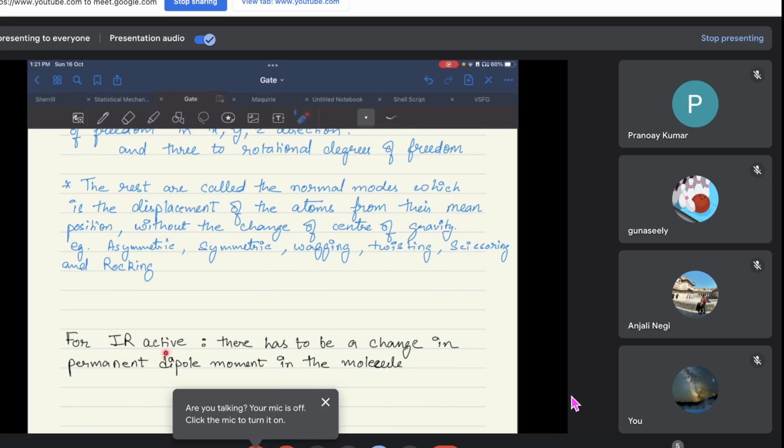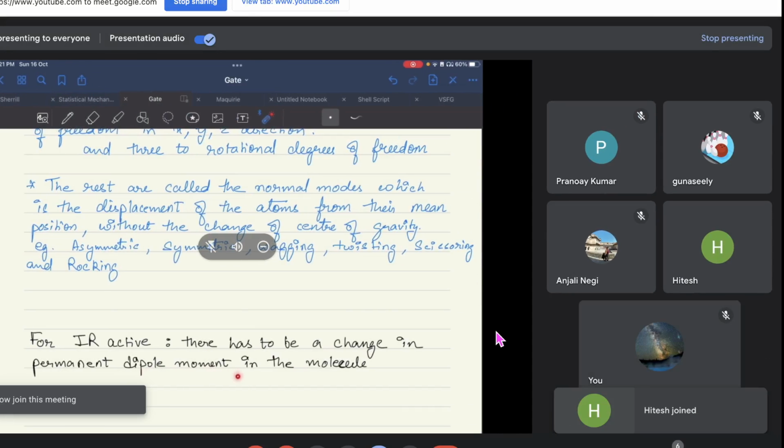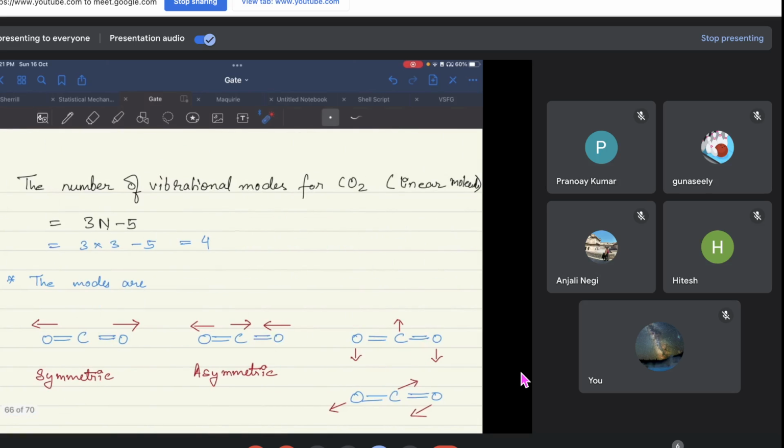Okay, so for IR active, this is a note that for IR active, there has to be a change in the permanent dipole moment in the molecule for that particular normal mode. If you are asking whether a normal mode associated with CO2 is IR active or not, we have to keep in mind whether the motion gives us a change in the dipole moment or not. If it gives us a change in the dipole moment, then it will be IR active. Otherwise, it is IR inactive.